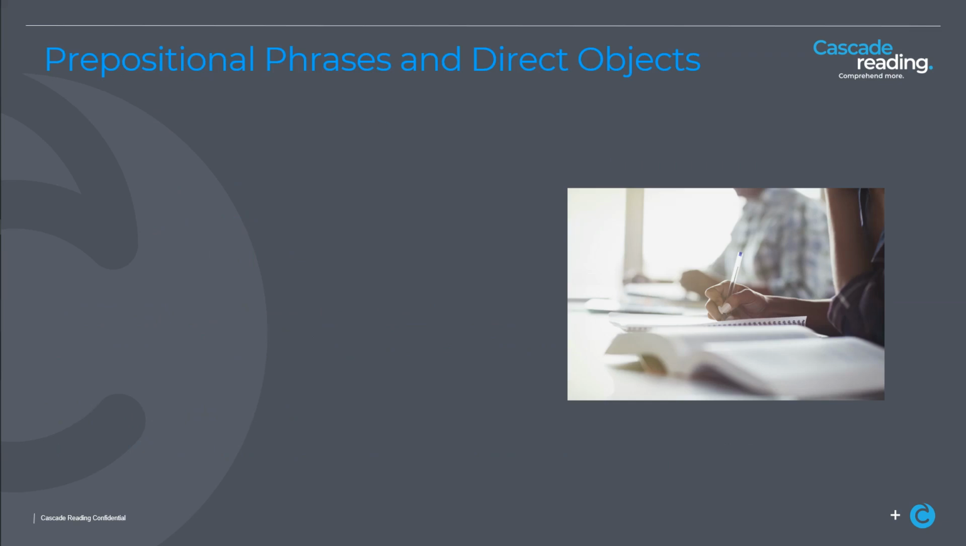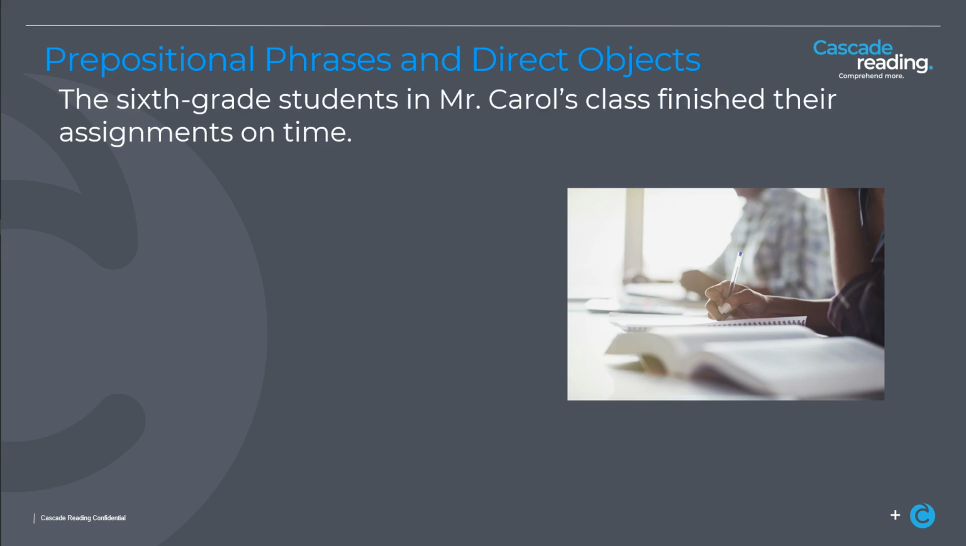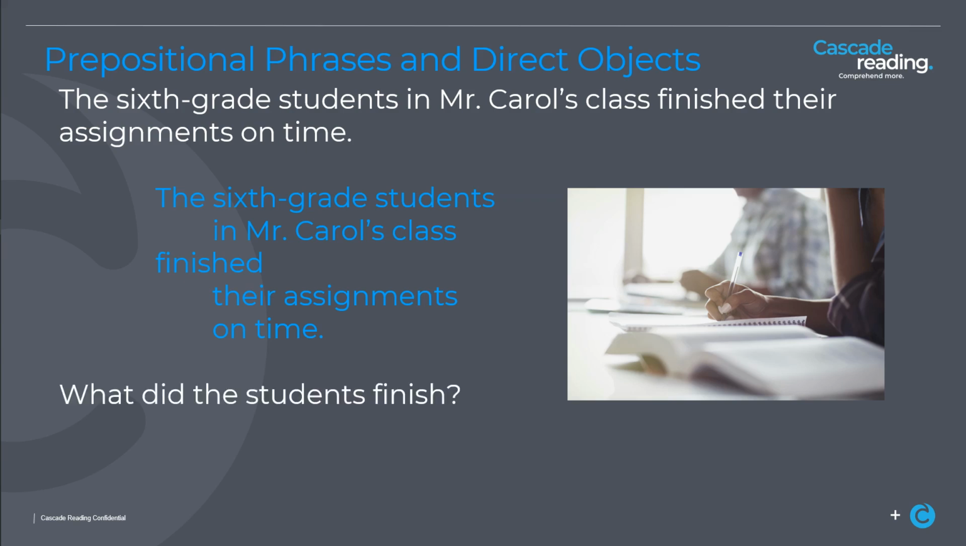Now, last lesson we talked a little bit about prepositional phrases, and now we're going to look at prepositional phrases and direct objects together. In this more complex sentence, the 6th grade students in Mr. Carroll's class finished their assignments on time. It can be hard to figure out exactly what goes where. Looking at this in the cascade format now, we can see that the 6th grade students and finished both align. That means that the 6th grade students is the subject of the sentence, and finished is the predicate of the sentence. Now, what did the students finish? They finished their assignments, and that's why their assignments appears indented past finished.